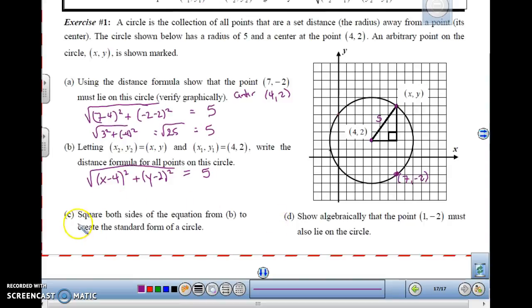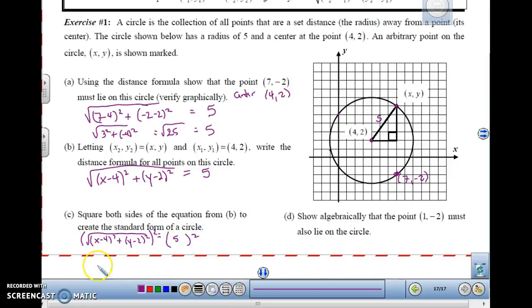Now, if I take this equation and square both sides of it, so here's my equation, x minus 4 quantity squared plus y minus 2 quantity squared equals 5, and I square both sides of the equation.